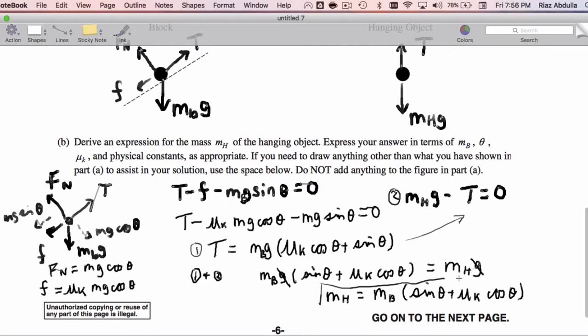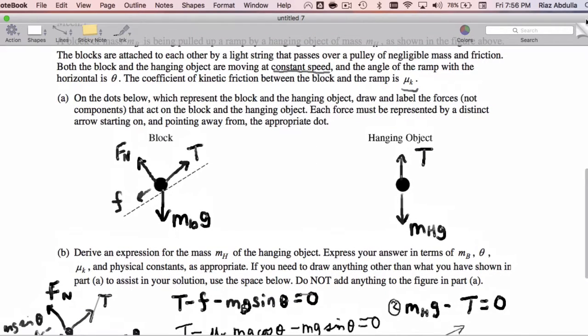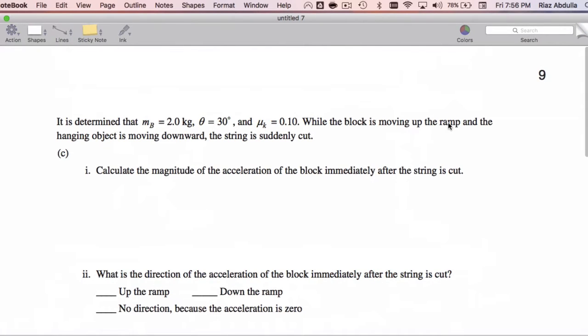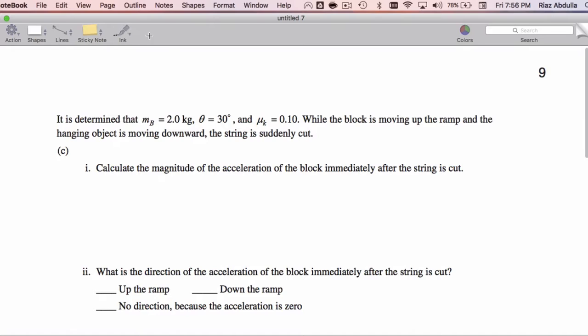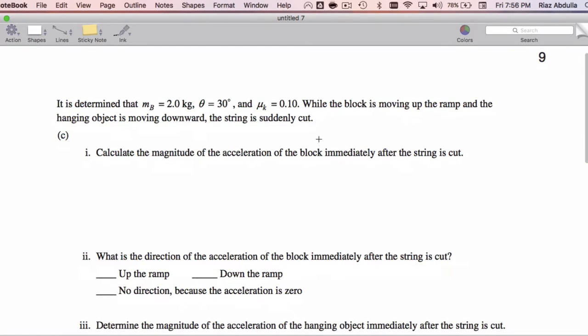All right, so that's part A and B right there. Let's just take a look at part C. So now we're saying while the block is moving up the ramp, the hanging object is moving downwards, the string is suddenly cut. So the block acceleration immediately after the string is cut, let's just be clear. So we don't have the tension. The block is moving up the ramp. The hanging object is moving down. The string is cut. We want the acceleration of the block immediately after the string is cut.